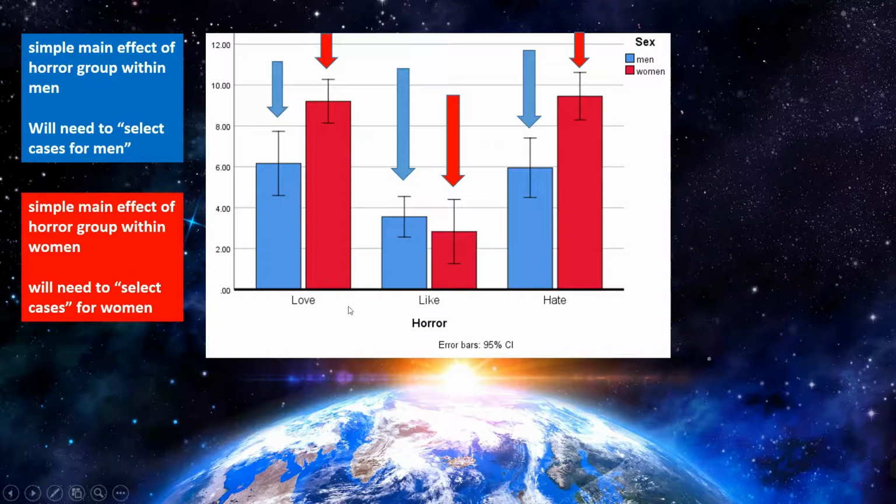Okay, so if we're looking at just the red bars, that would be the simple main effect of horror group because that's what we're comparing, love, like, and hate. And we're doing it only for, within, remember, only for women in the study. So to do these one-way independent ANOVAs, we're going to have to first select the men, run the one-way independent ANOVA, follow it with post hoc tests if necessary, and then we'll have to select just the women, run the one-way independent ANOVA, and then if that's significant, we'll look at post hoc tests.